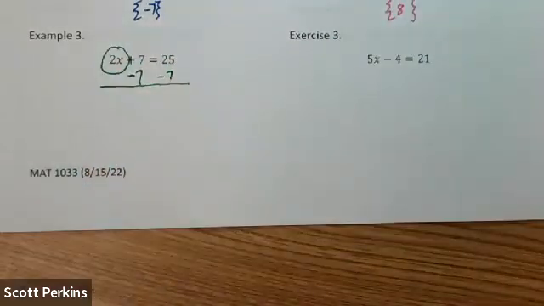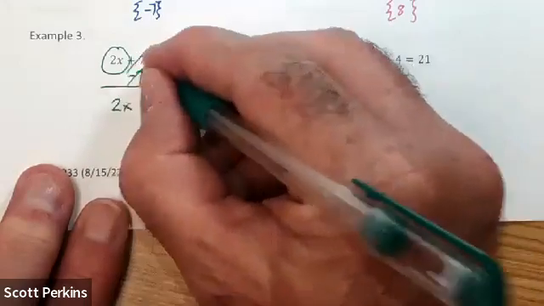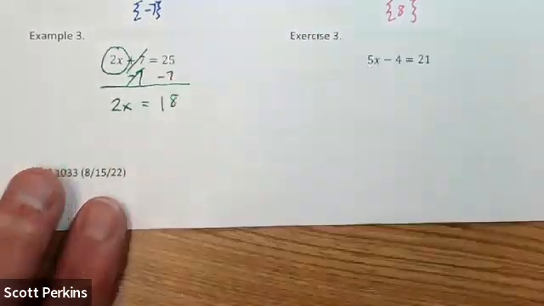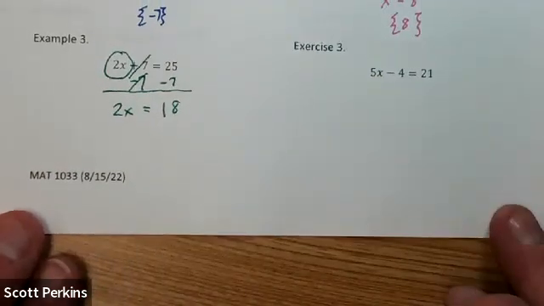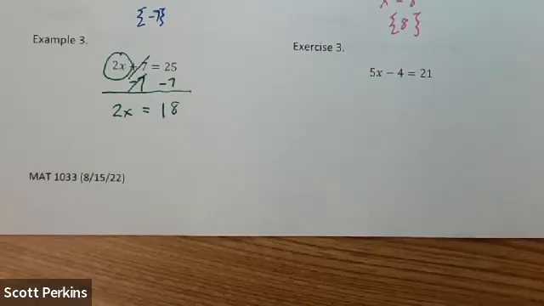And again, the reason I'm doing this is before I can get the x by itself, I've got to get that whole term, that 2x, by itself. That's my first step. So now I have 2x, the 7, the minus 7, those cancel. The 25 minus 7 leaves me 18. Your calculator can show you that. Don't be shy. Use your calculator.